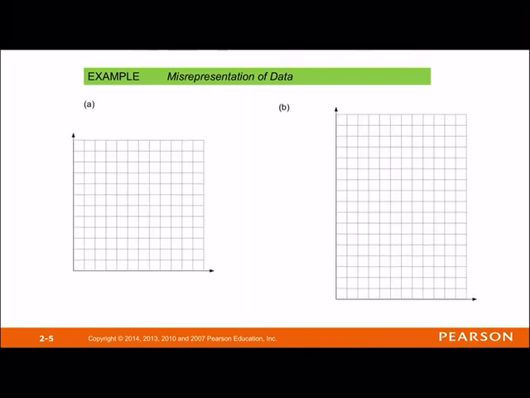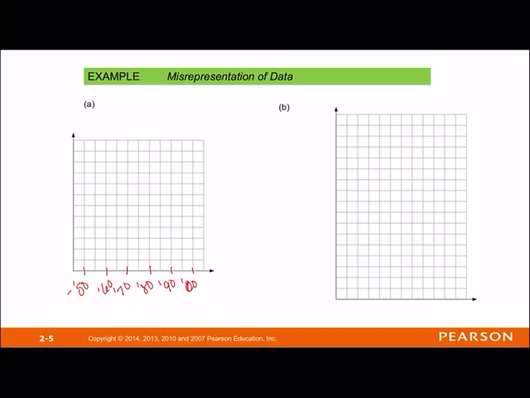Okay, so the first one, again, we want one that's misleading. So we went from 1950 to 2000. So I am going to make this the year 50, 60, 70, 80, 90, and 2000. And then for our life expectancy, we had a low of 68.2 and a high of 77. So I'm going to go from about 68 to 77.